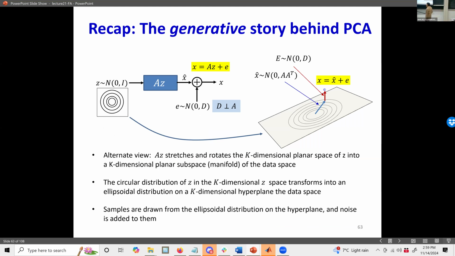There's a different way of looking at it. Z is a standard Gaussian. If Z is a standard Gaussian, it's like saying I have an isotropic circular distribution on this low-dimensional plane. What happens when I transform this low-dimensional plane through a transform? It gets stretched and rotated. And so this standard Gaussian becomes a skewed Gaussian in a higher dimensional space, on a low-dimensional plane in the higher dimensional space, right? And so samples are drawn from this ellipsoidal distribution in the hyperplane, and the noise that's perpendicular to it is added.